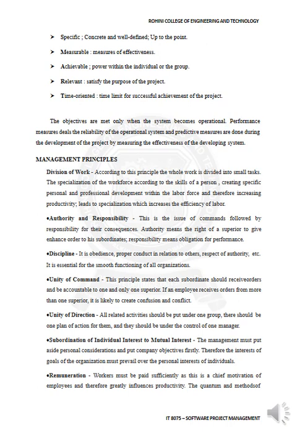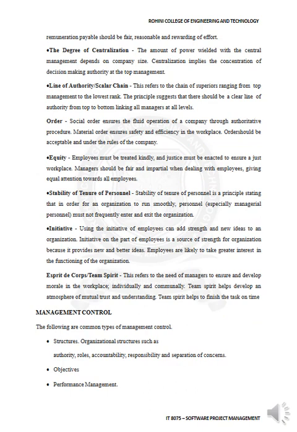Subordination of individual interest to mutual interest. The management must put aside personal consideration and put company objectives first. Remuneration: workers must be paid sufficient remuneration. The degree of centralization, the amount of power wielded by the central management, depends upon the company size. So line of authority, this refers to the chain of superiors ranging from top management to the lower ranks.